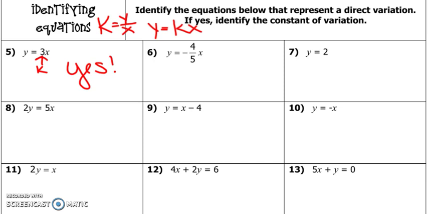If I look at number 7, I have y equals 2. Well, if we notice, in my original equation, this is y equals kx. There is no x, so this is not a direct variation.